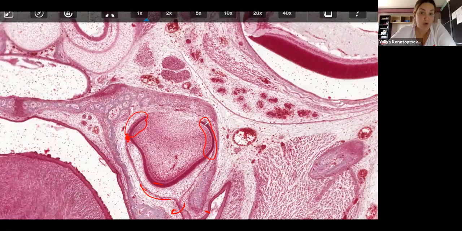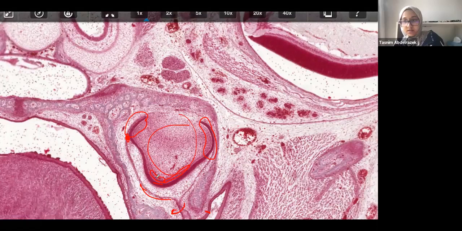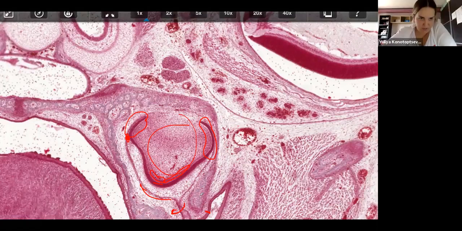So because hairs is present, which cells are these? Right on the surface of the dental papilla or dental pulp, which cells are these? Osteoblasts are in the bone. So odontoblasts. This is a bell stage. Because of the odontoblasts, this is not a cup stage, this is a bell stage, even though the dental lamina is present.